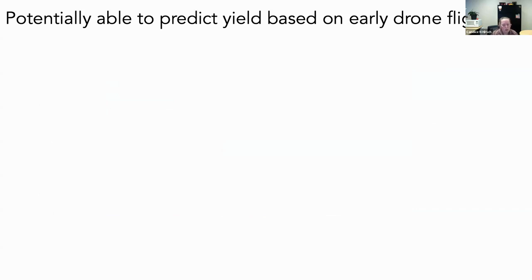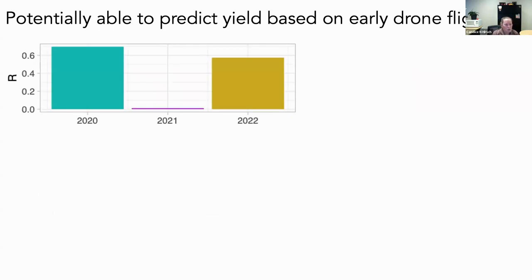This allows for management intervention early in the season that may combat some of these potential yield losses. And so what we see is if we make prediction models, for some years, we're able to predict very well. So here in 2020 and 2022, I don't know if I'd say very well, but we have some predictive capacity. In 2021, we had almost no predictive capacity.